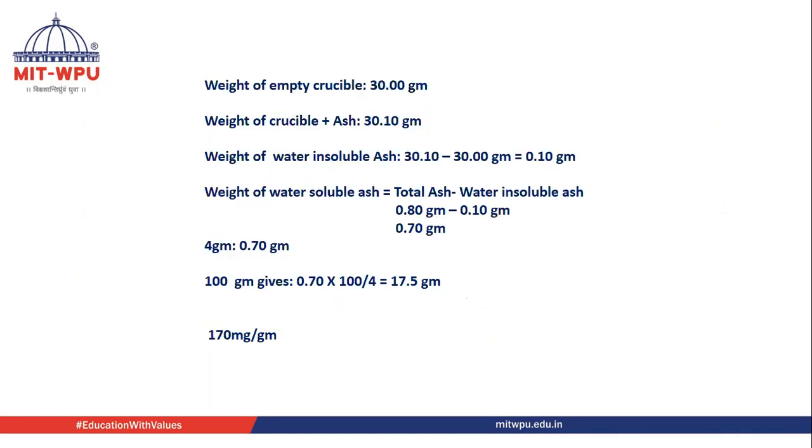Now I have to calculate the soluble ash. So see the calculation, weight of empty crucible is 30 gram, weight of crucible plus ash I got 30.10 gram. So weight of insoluble ash I got 0.10 gram. So how will I get the weight of water soluble ash? I will take the total ash, and from this total ash I will subtract the water insoluble ash. So this much ash is insoluble, and whatever was soluble, that is gone, that we didn't determine, right? So 0.80 gram we have got as the total ash, and from this 0.80 gram, if we subtract 0.10 gram, which we have got as insoluble ash, so 0.70 gram is the water soluble ash.